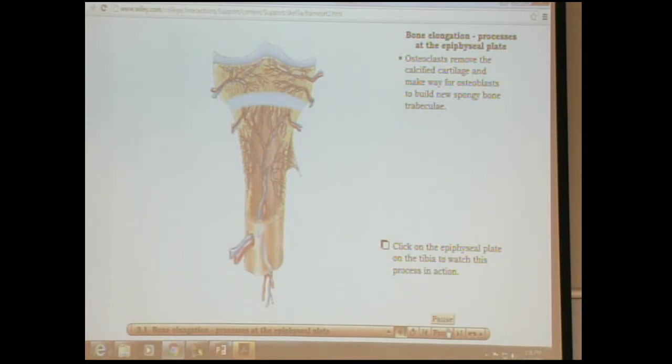So you basically saw, starting from the top, those cells start dividing, the chondrocytes that made the cartilage. Then they push downwards, they get larger, they become calcified, and then the osteoclasts and osteoblasts replace that cartilage with the bone material, and the bone gets longer.